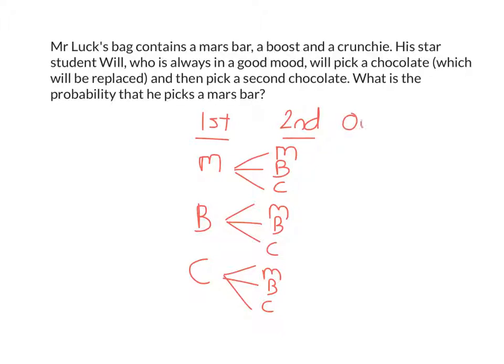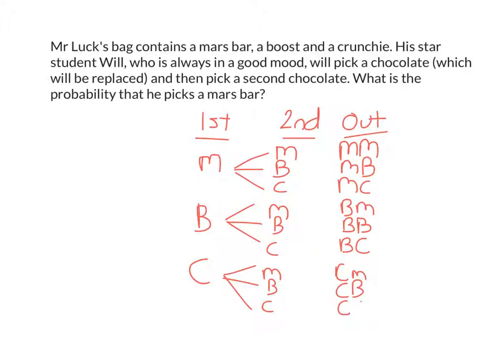So now we're going to list all of the possible outcomes by following the tree. So we've got 2 Mars bars, Mars bar Boost, Mars bar Crunchy, and so on. You'll see that there are 9 possible outcomes. There were 3 outcomes the first go, 3 outcomes the second go, 3 times 3 is 9. All of these are equally likely to occur, so the probability of any one of them is 1/9.